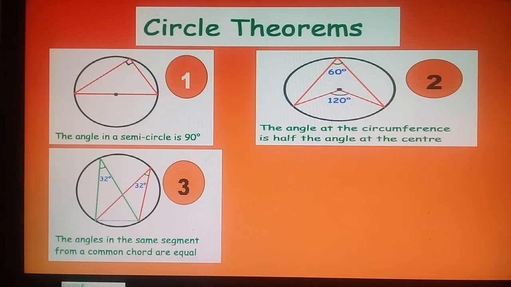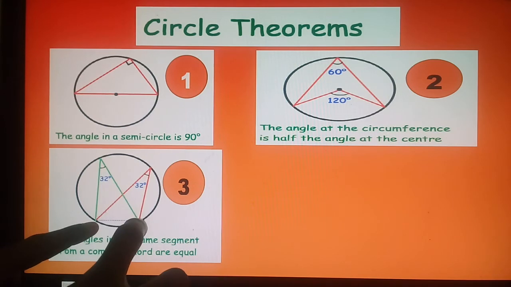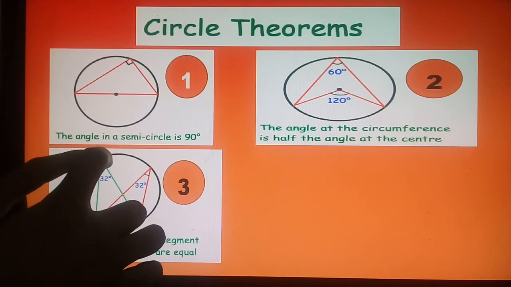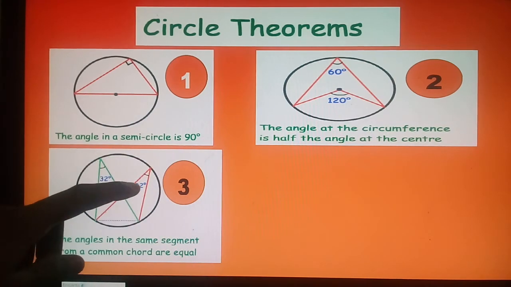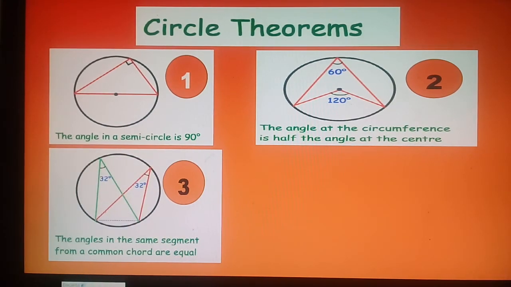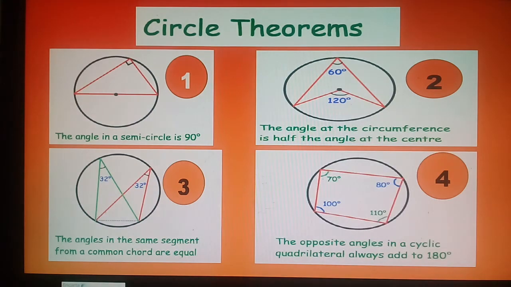And we have another theorem. They say angles in the same segment from a common chord are equal. It means the angles subtended by the same chord are equal. I have this chord subtending an angle at the circumference, and the very same chord subtending another angle at the circumference. That's why we have angles there that are equal. Wow, how nice. Let's just move on.